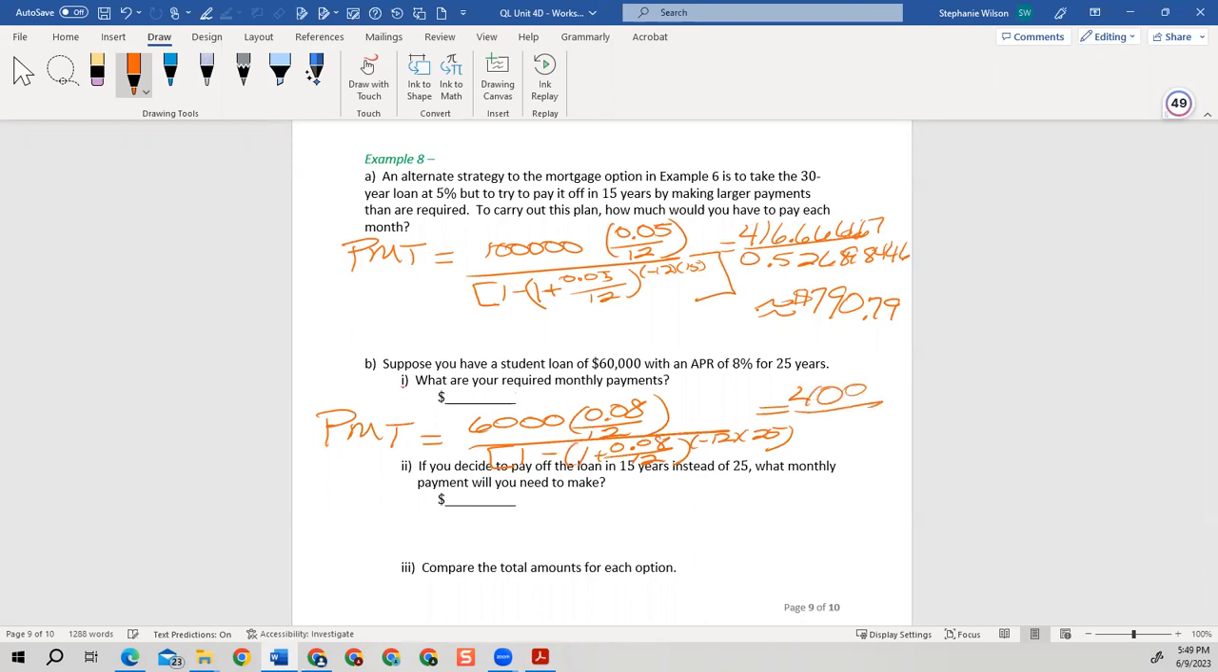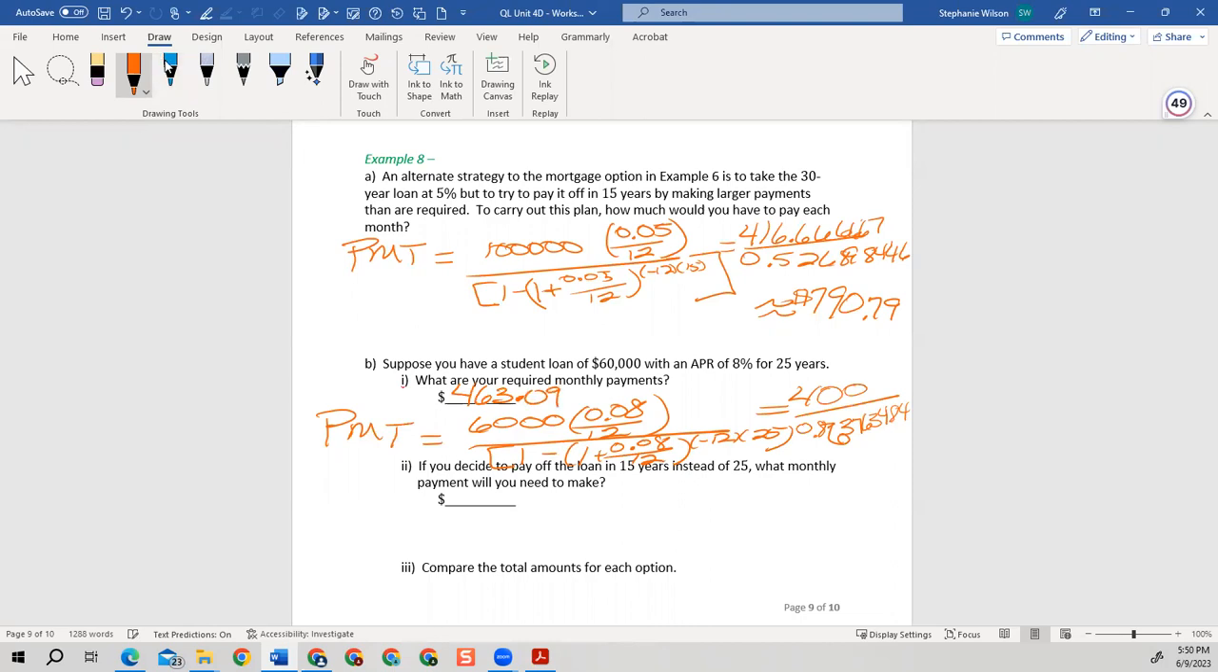We get 4,800 divided by 0.863763. Let me write this where you can read it a little bit better. 0.8637638484, and then rounding to the nearest hundredth, we get $463.09.